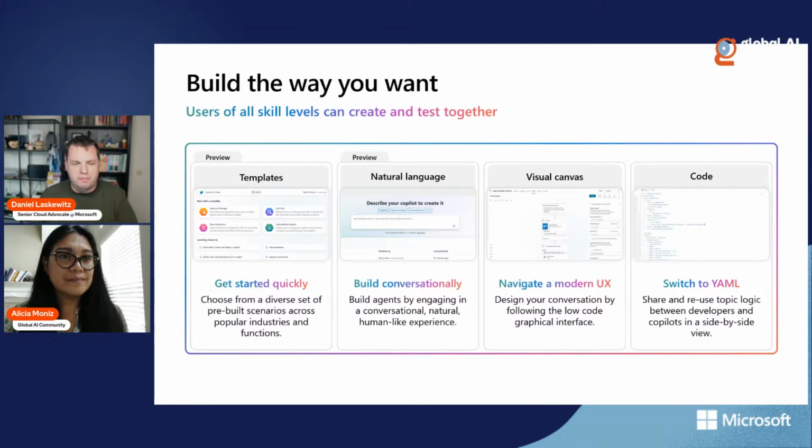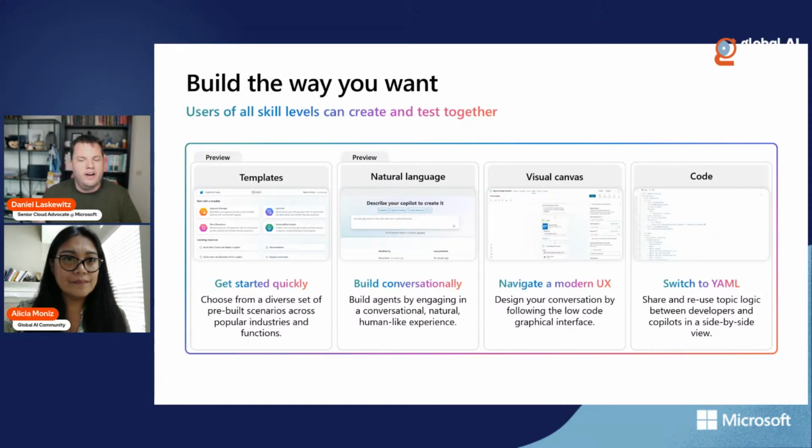Okay, so when we are building an agent, you can get started really quickly with templates. We have a bunch of templates available. I'm going to show that in a demo a little later as well. You can also use natural language. So you can describe your agent, and then it will ask you a bunch of questions, and then it will generate an agent for you. You can also use a visual canvas. So you can use those topics that I was talking about a little bit earlier, where you can design the whole conversation there.